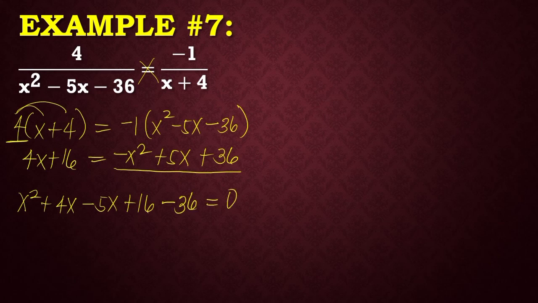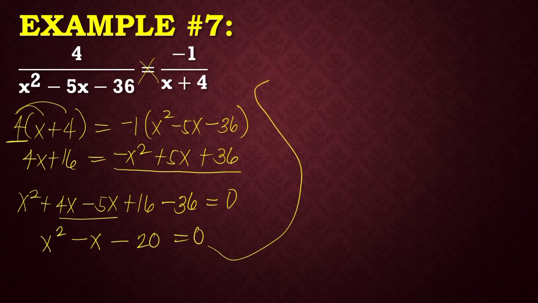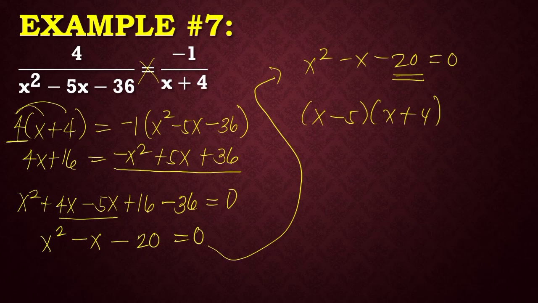Now, we combine like terms. 4x minus 5x, that is negative x. And then we copy x squared. 16 minus 36, that is negative 20 is equal to 0. Now, we factor x squared minus x minus 20. So, what are the factors of negative 20 when added will give a sum of negative 1, the coefficient of the middle term. So, that is x minus 5 times x plus 4 is equal to 0.